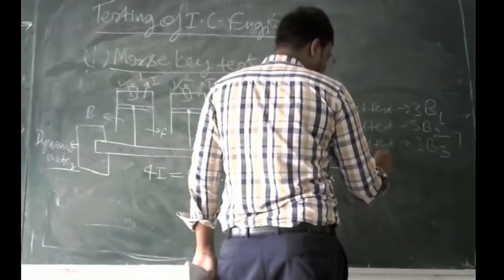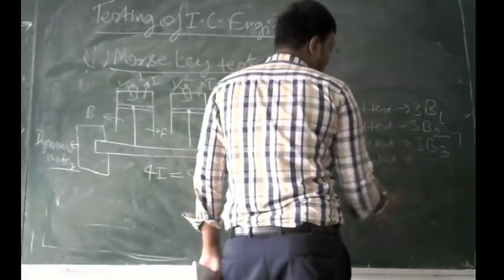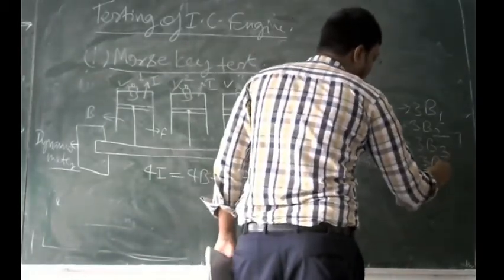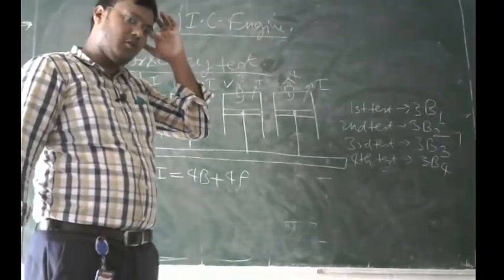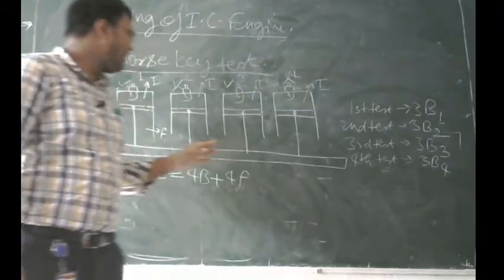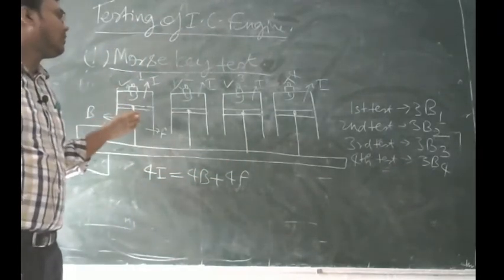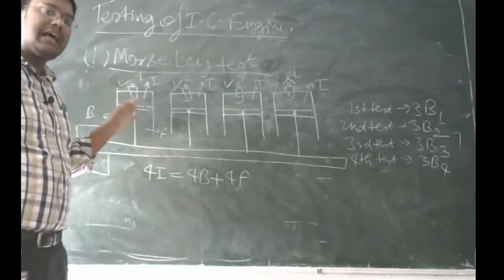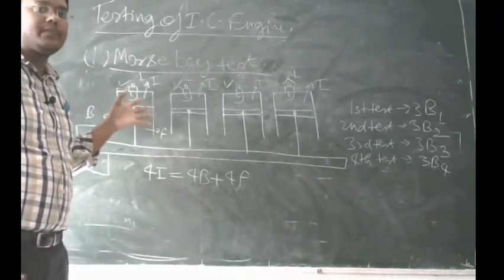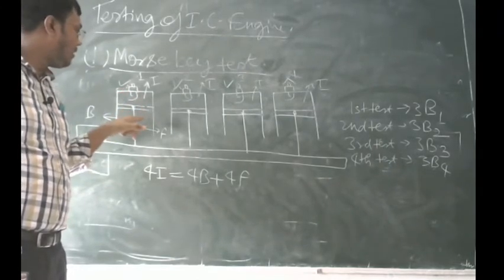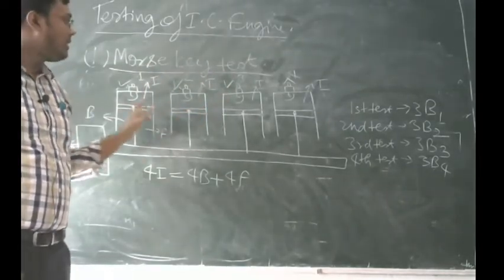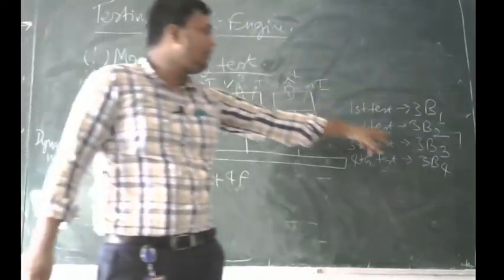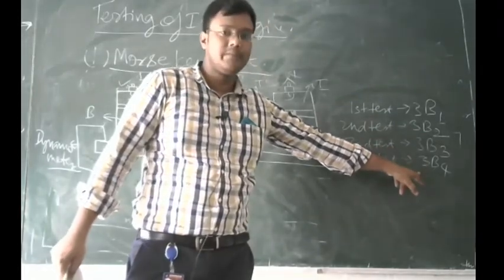fourth test, let us say we will get the power equal to 3B4. So these are the four readings from all the four tests. What we are doing here is stopping the power from every cylinder one by one, and calculating the power from the other three remaining cylinders. Okay. So in every test we are getting the power 3B1, 3B2, 3B3 and 3B4.